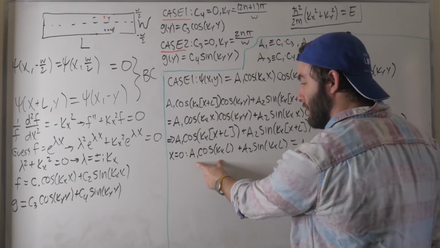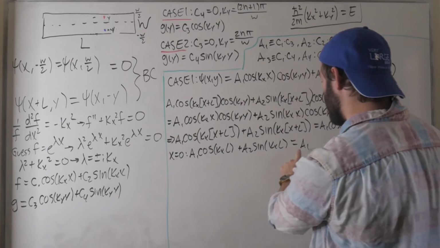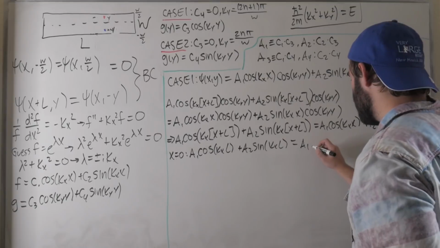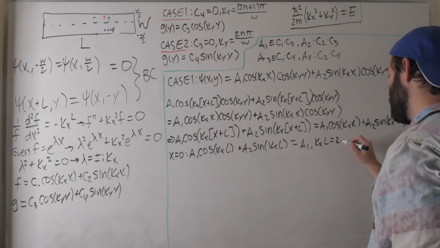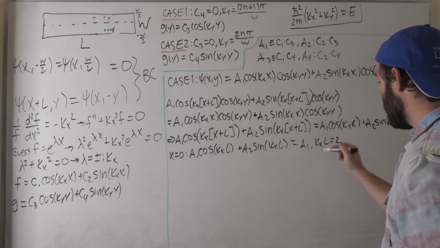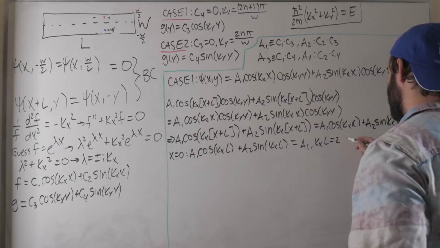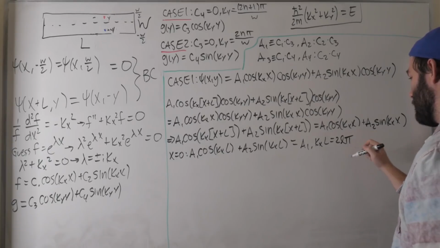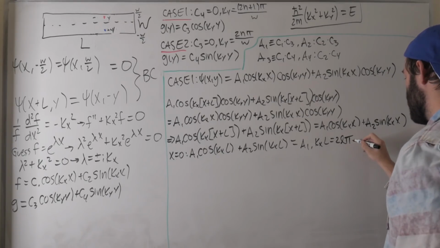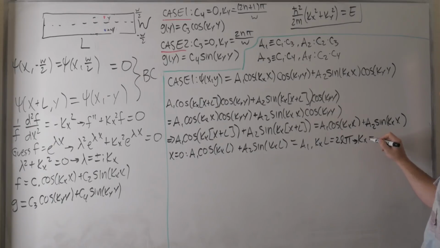This tells us that it needs to be an even integer times pi because there's no minus sign over here. So this says that kx times L is equal to 2. Let's not reuse n, let's just use little l. Why not? Little l times pi. So then kx is equal to 2 l pi over big L. Again, this is for case 1.